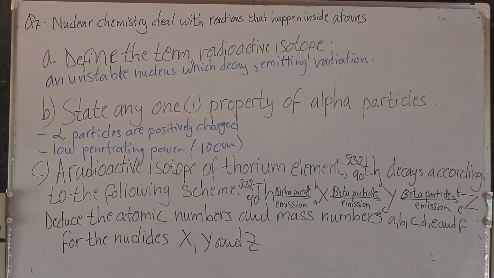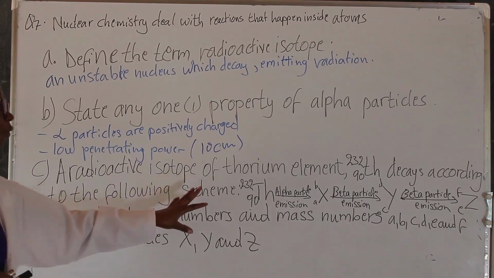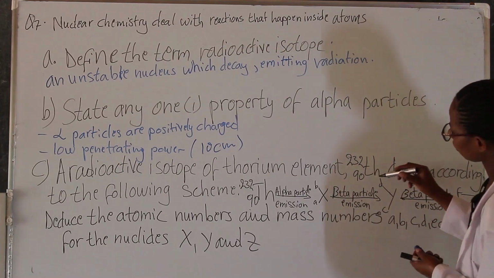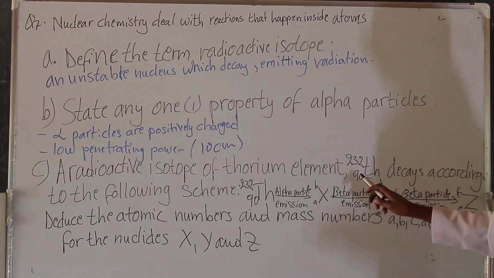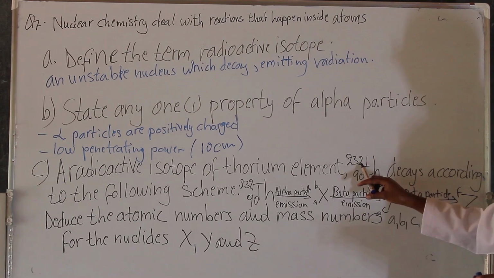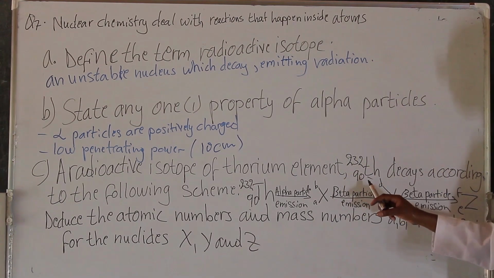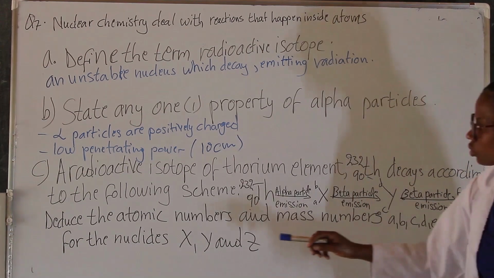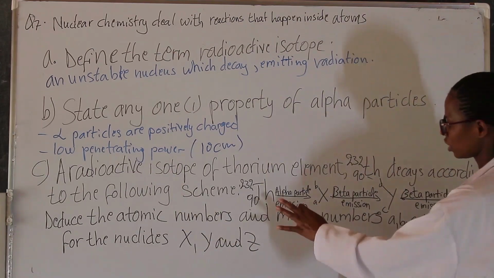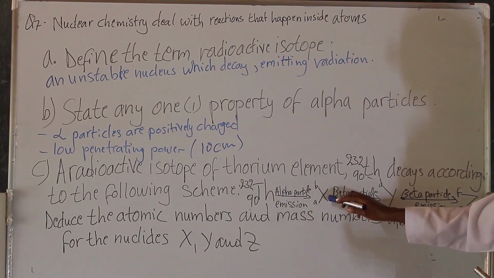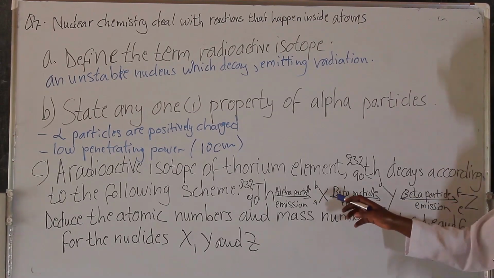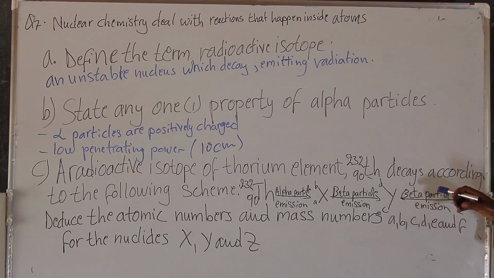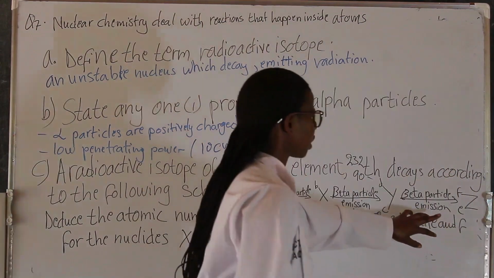For number C, a radioactive isotope of thorium element, which is symbolized chemically as this, has atomic mass 232 and atomic number 90. It decays according to the following scheme. We have this, then alpha particle emission produces X, then this X emits a beta particle and produces Y, then this Y emits a beta particle and produces element Z.